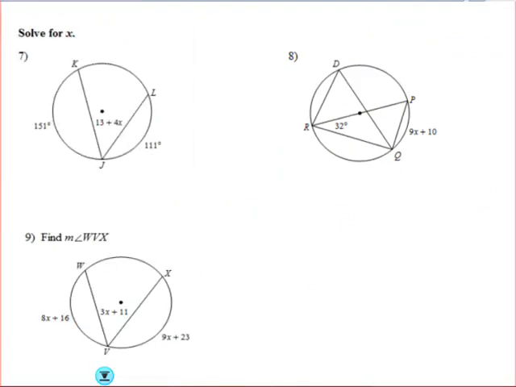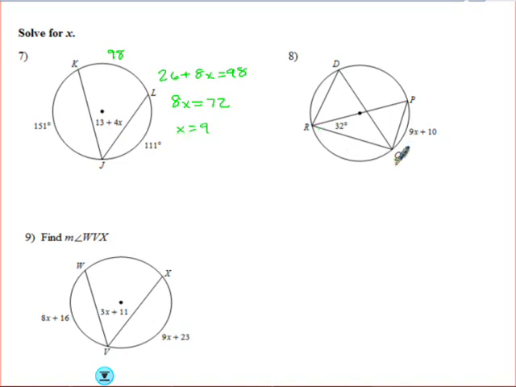Here's a few more. On this problem, we have 111 degrees right here, 151 right here. That adds up to 262. So all that's left for this spot right here is 98 degrees. At this point we have this angle. If we double this angle, we get this arc. So let's double that. 26 plus 8x equals 98. So 8x equals 72. So x equals 9.